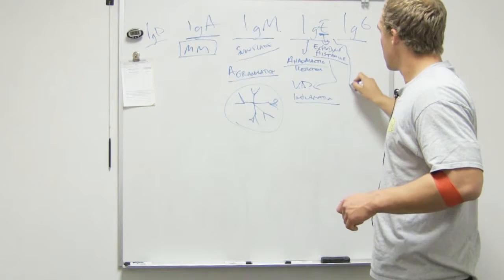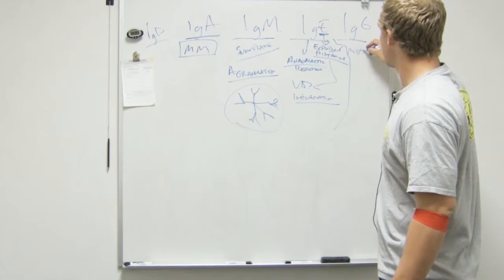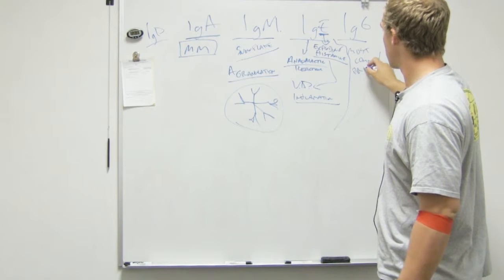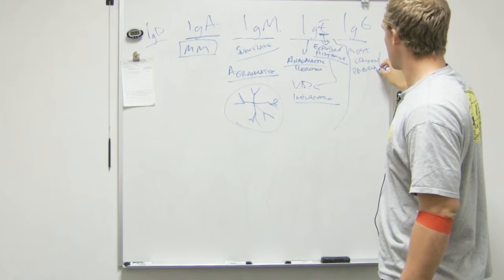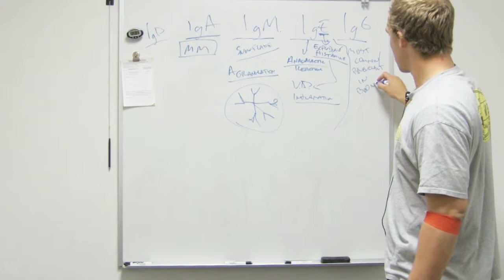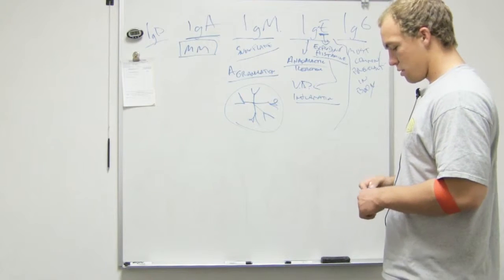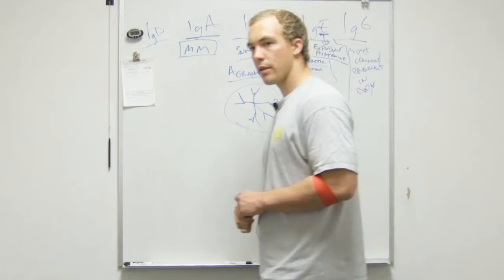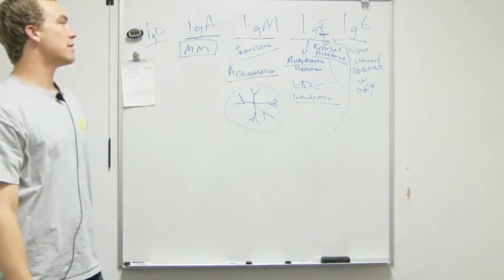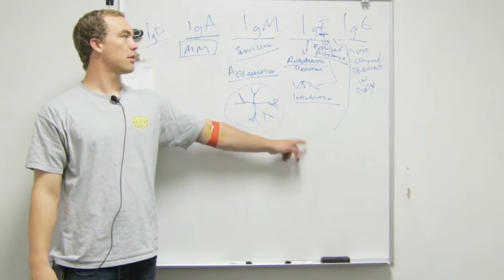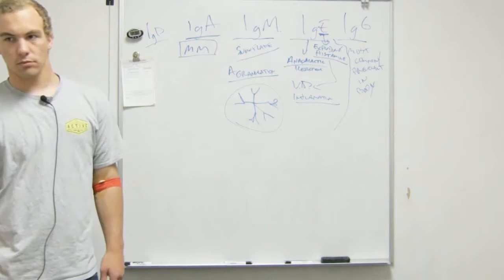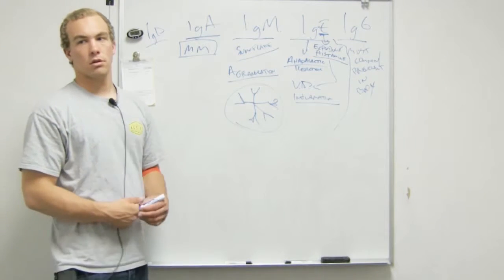IgG is your most common antibody in your body, most prevalent. I don't want to say this is the one that has to do with... It's the one that inserts itself into the B cells. No, that's the IgD. This is the one that has to do with pregnancy.